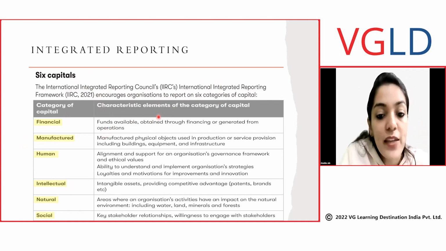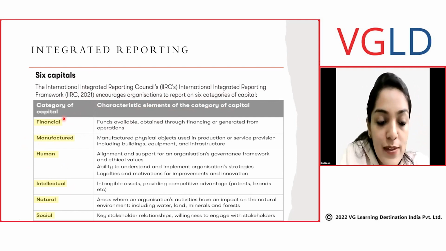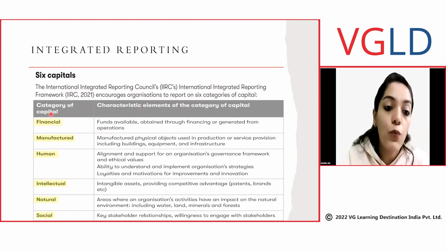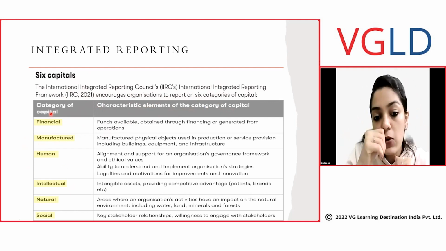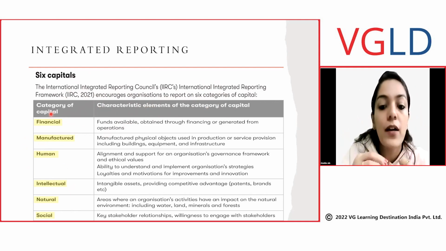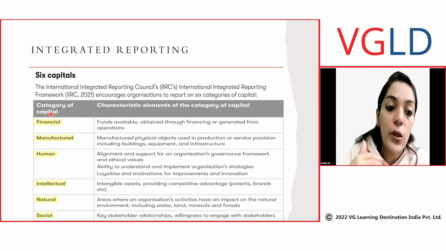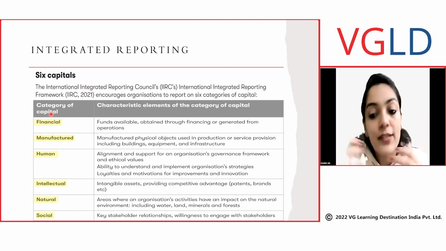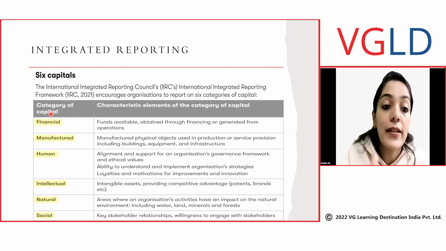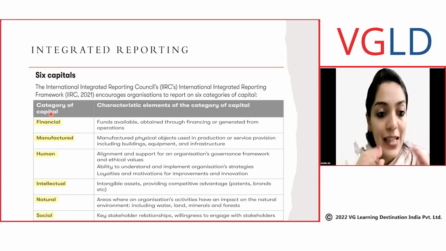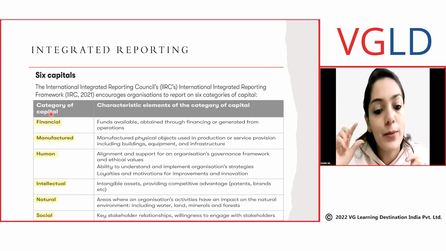Let's see what is there. Characteristic element of the category of capital. So it is a brief explanation. See, when you are going to be reporting the financial capital, what will you report? You will report on funds available, obtained through financing. Basically, whether you have obtained it through equity finance, whether you have obtained it through debt finance, or whether it is generated internally, right? Like retained earnings. So you will, in financial capital, you are going to talk about these things in your report.